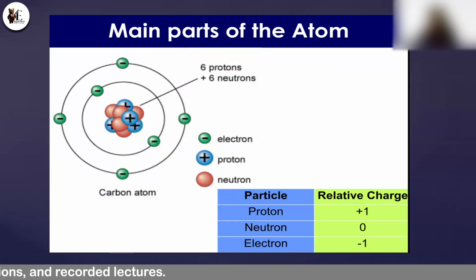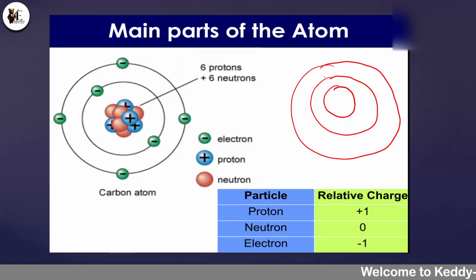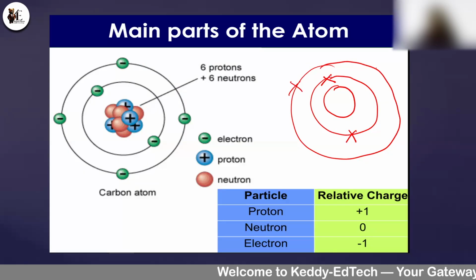Or you can draw like this. You draw a carbon atom. This is your nucleus. This is my first shell and this is my second shell. In the first shell, draw 2 electrons. I am representing it by a cross. 1, 2. And in the second shell, draw 4 electrons like this.